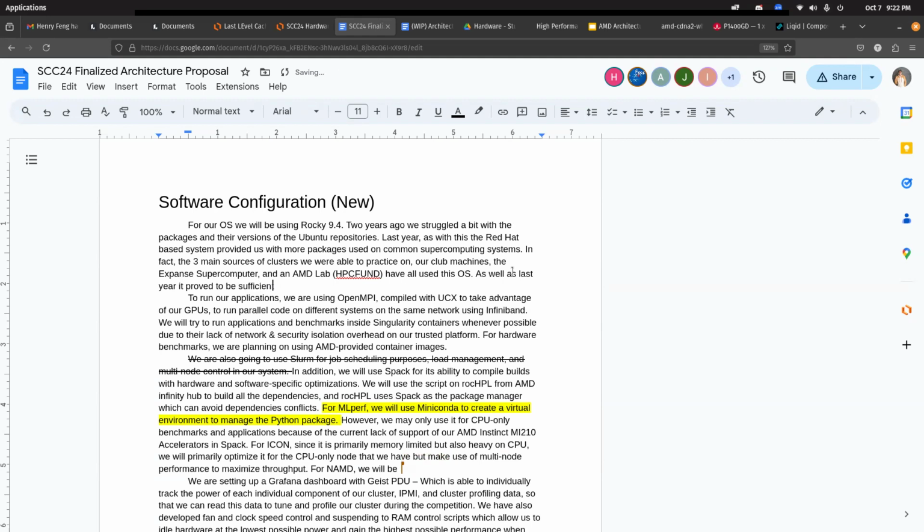Do you know the CPUs for our second and third system? No, we don't know yet. But let's just say it's the same thing. Okay. We can just copy the whole thing.